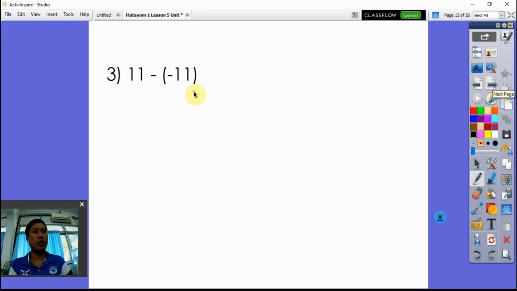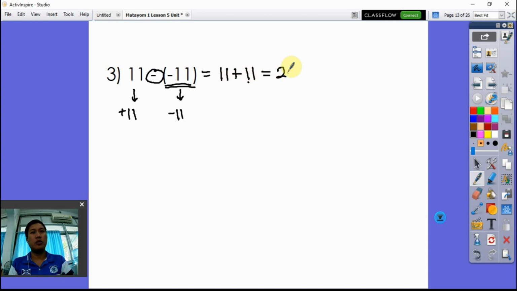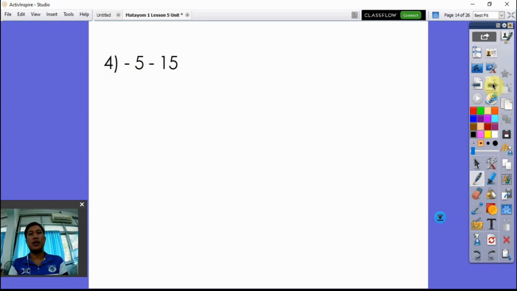Okay, let's have number 3. So you have 11 minus negative 11. Okay, 11 here is a positive number. Negative 11 here is a negative number. So maybe you're thinking, oh, this is equal to 0, but actually it's not. Okay, we write 11, change the sign of the minus into plus, write the opposite of negative 11, which is 11. 11 plus 11 is equal to 22. Okay, so 11 minus negative 11 is equal to 22.